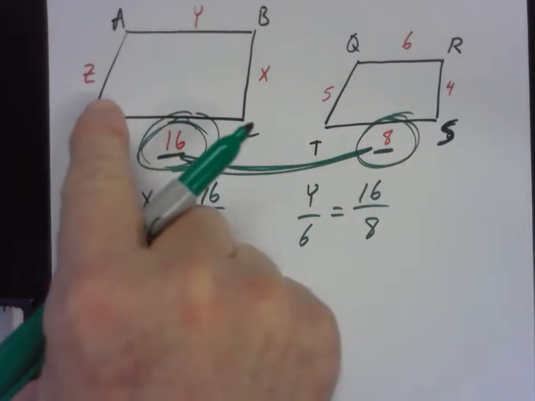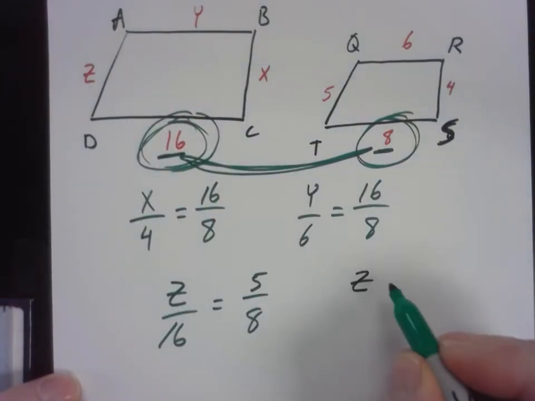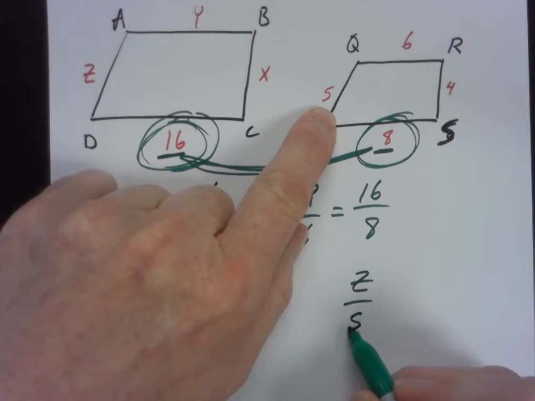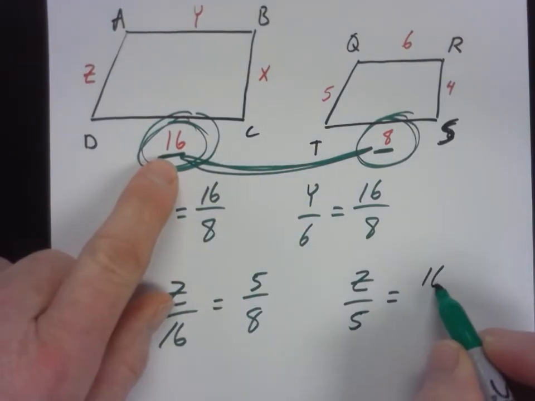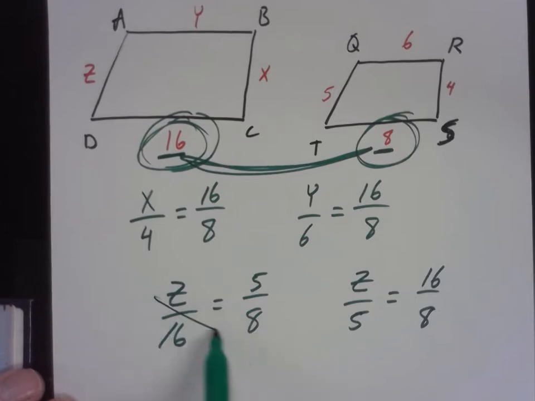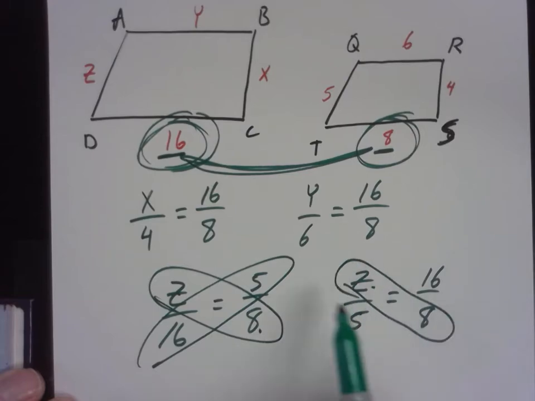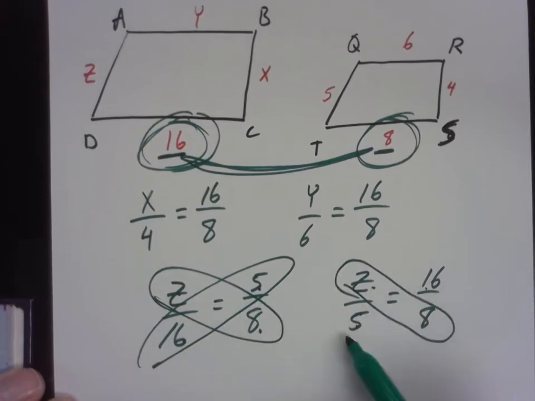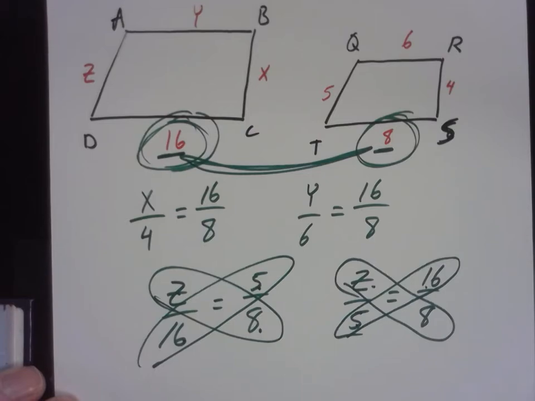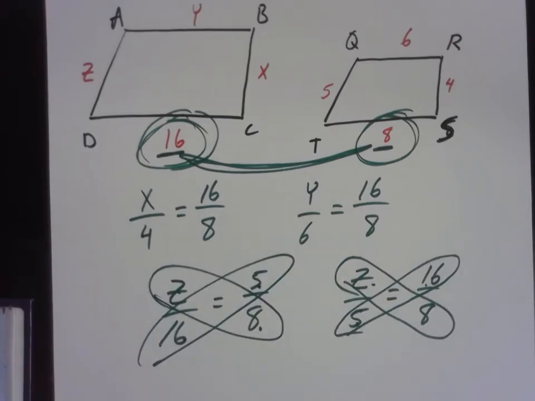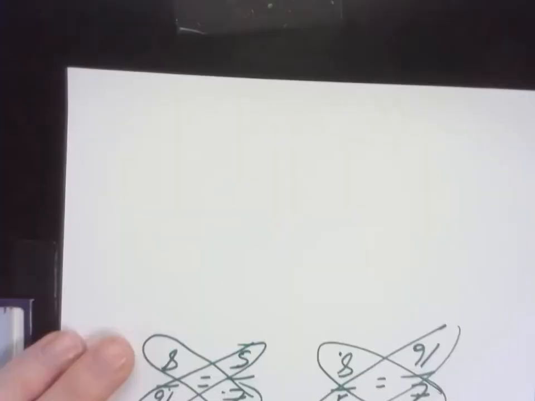But I could have gone z over 5. That's probably the way we do it most of the time. Z over 5 equals 16 over 8. But you'll notice when I cross multiply, z times 8, z times 8, 16 times 5, 5 times 16. So that's the same deal. Okay, so you end up with the same thing either way. And this is the way we usually do it. We usually just set up a proportion, and then we solve it from there. And we don't worry about necessarily what the scale factor is every time. Let's look at this one.